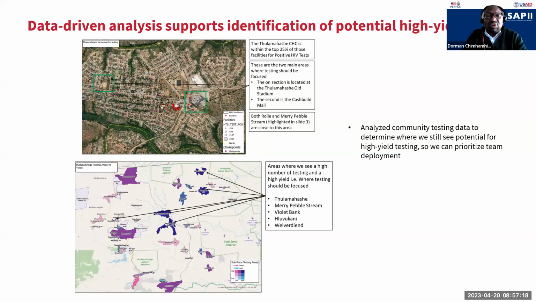And on the bottom left, you are also able to say, where are we seeing a high number of testing with high yield? That way, you're able to say to foot soldiers, keep going to those places. And where we are seeing a high number of testing but with low yield, then maybe we can say, you know what, let's remove our resources and direct them elsewhere.